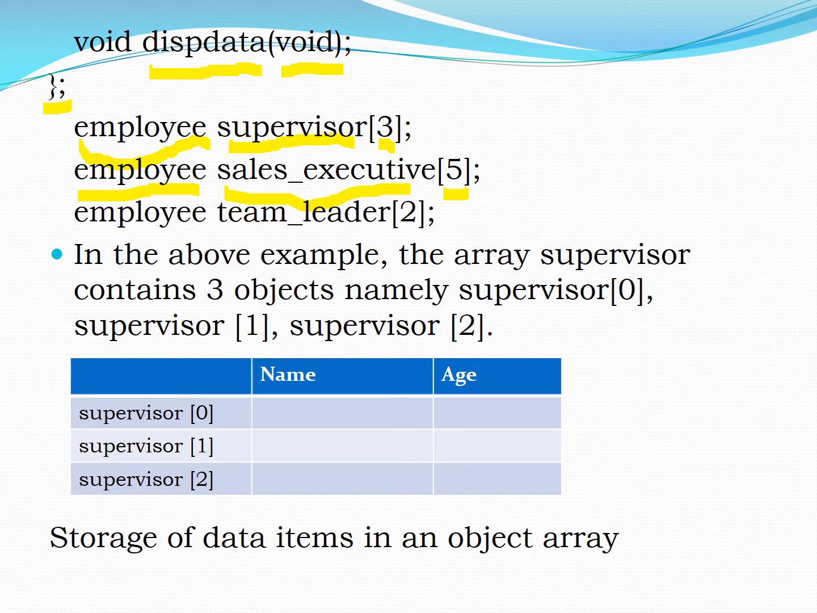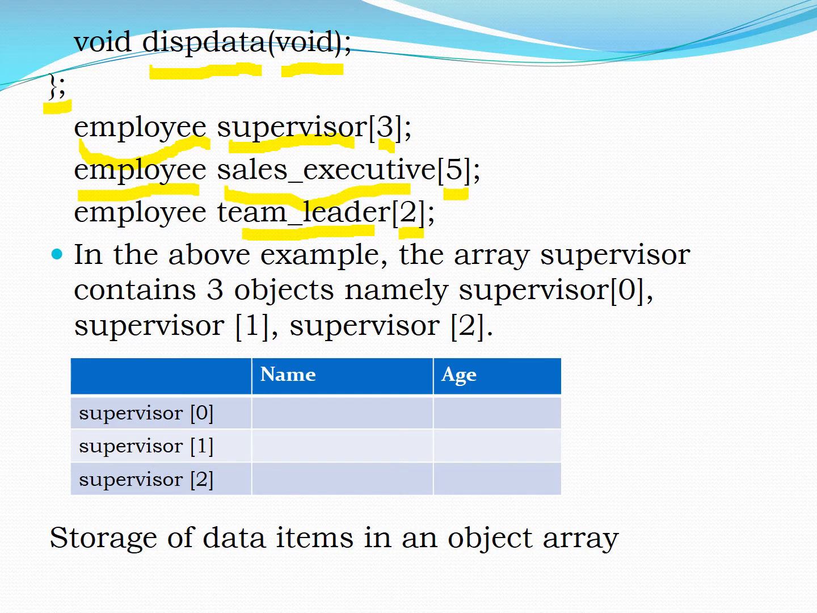Now, the previous object has 3 objects, and sales executive has 5 objects in total. I'm also going to create a third object called team leader, which has 2 objects. Totally we have created 3 arrays. In the first, 3 members have been assigned, in sales executive 5 members, and in team leader 2.